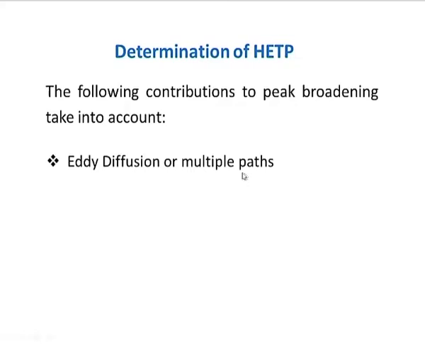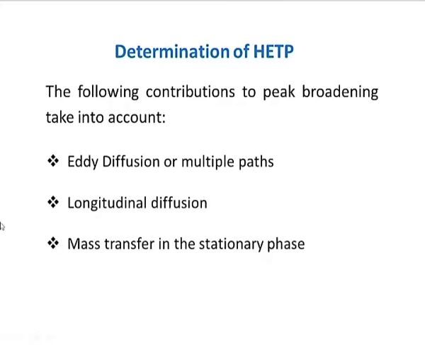The second phenomena is longitudinal diffusion. The third phenomena is mass transfer in the stationary phase, and the fourth phenomena is mass transfer in the mobile phase. These last two phenomena, mass transfer in stationary phase and mass transfer in the mobile phase, actually talk about the equilibrium, that distribution equilibrium of a solute in the mobile phase and the stationary phase.